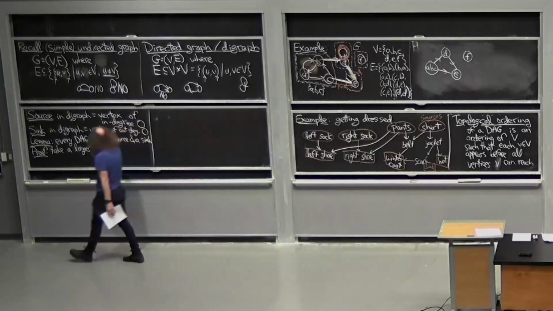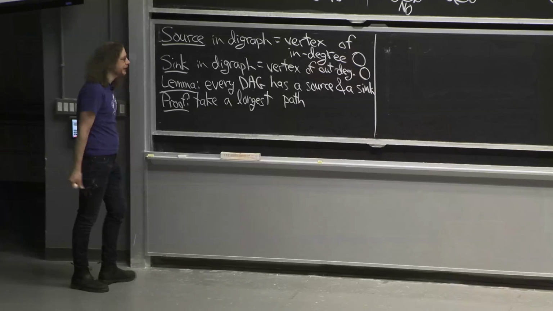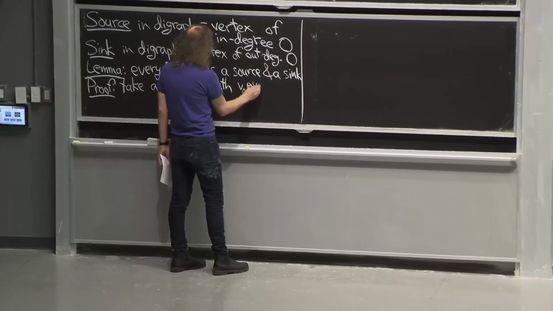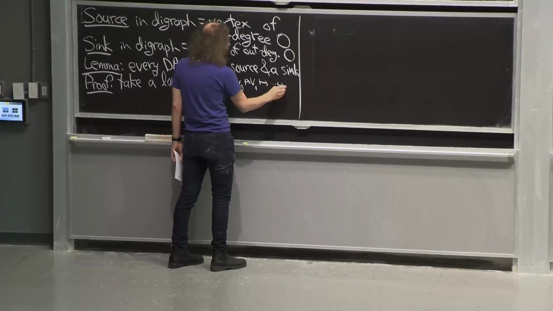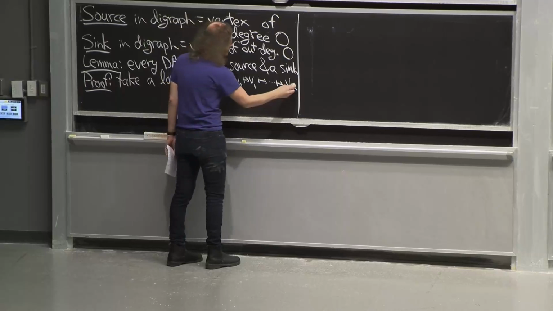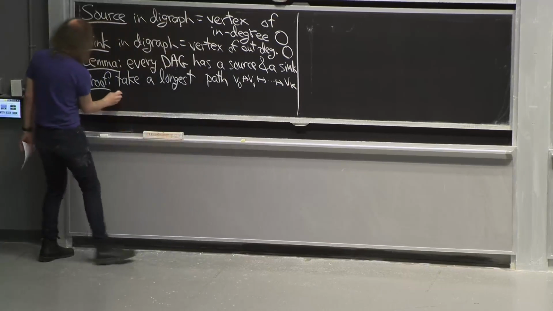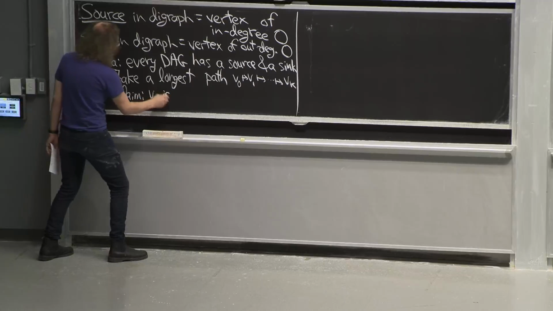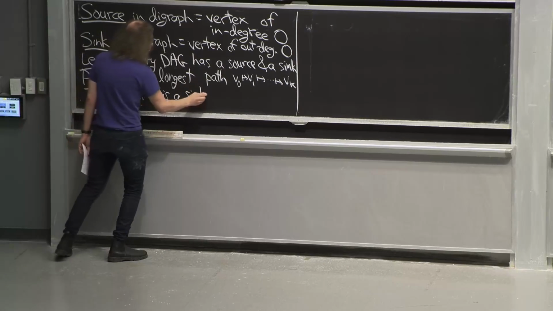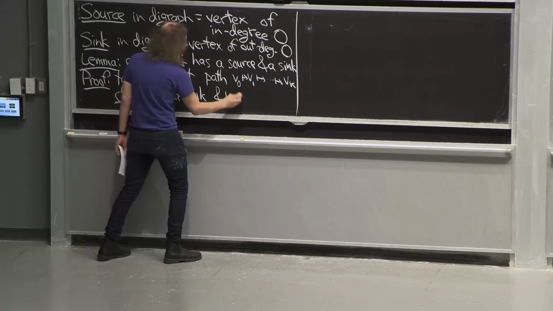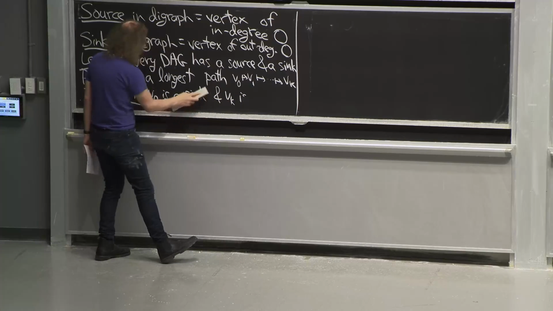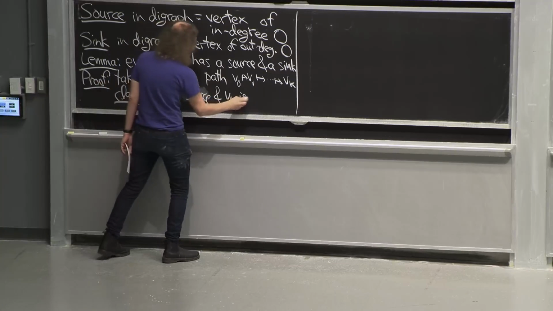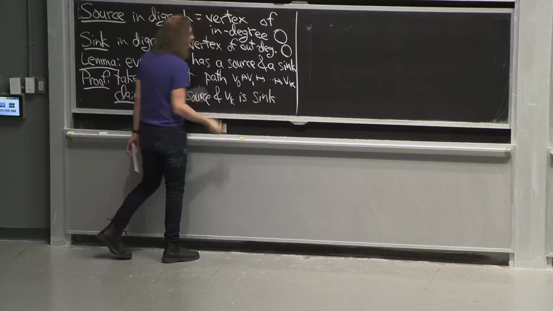So let's just take the longest or a longest path in the DAG. So let's say it starts at v0, goes to v1, and goes up to vk, as usual. Then the claim is v0 is a source, and vk is a sink. And so then we found it.